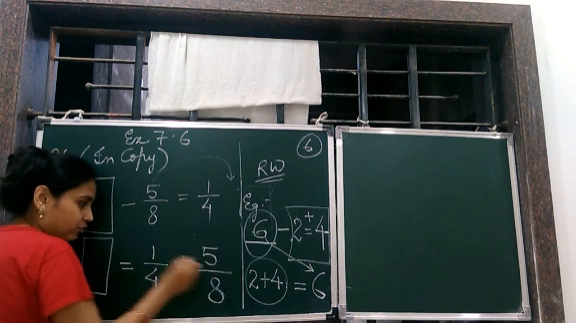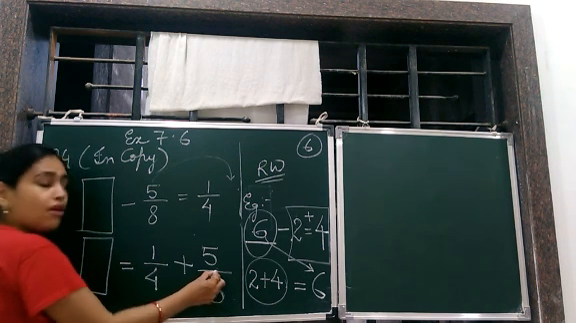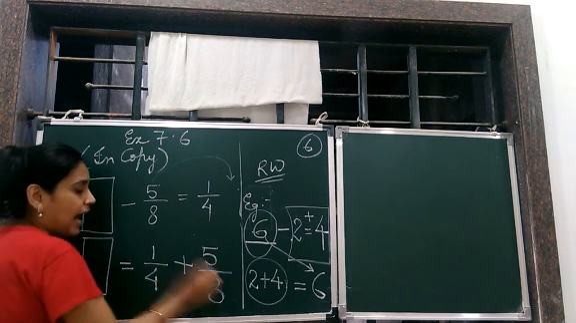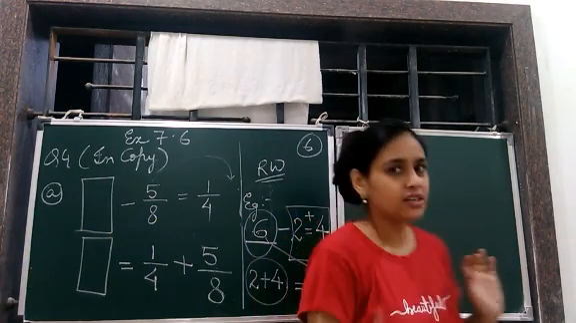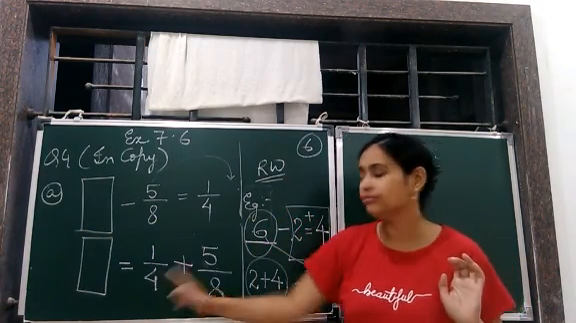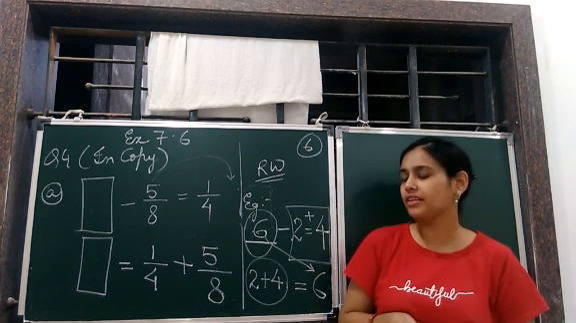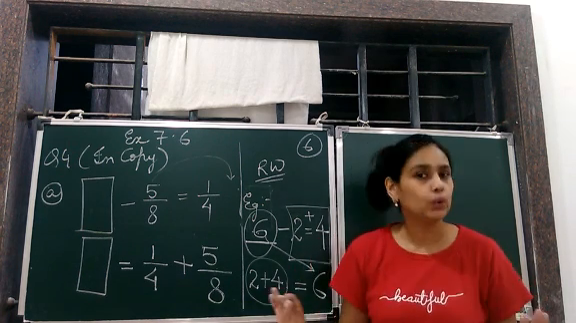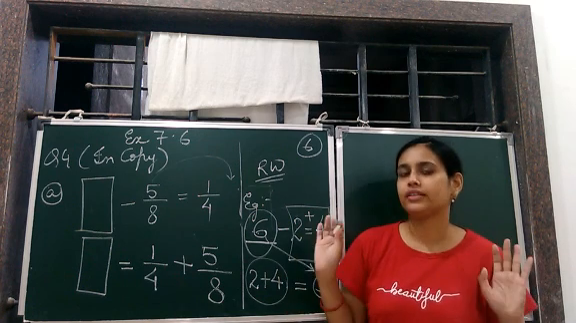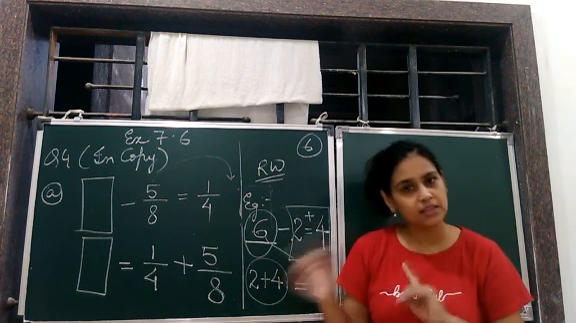Now that means we have to add these two fractions. How to add these two fractions? What is the first thing that we check? The first thing that we check is the denominator. The denominator has to be the same. Are the denominators the same here? No, the denominators are not the same here. Can you make them the same?